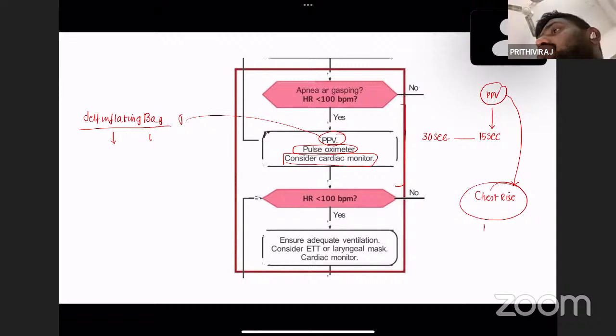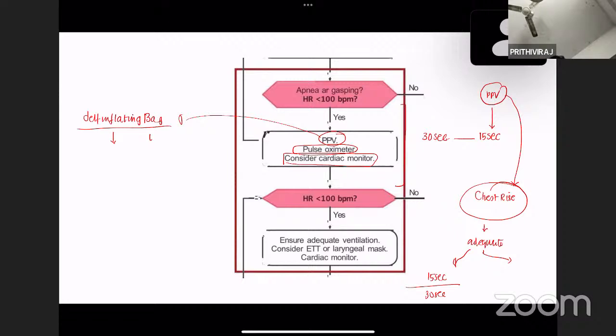What is meant by adequacy? That at least the chest rises upward. That is the adequate chest rise. If it is adequate, then continue for another 15 seconds, that is a total of 30 seconds. But if the chest rise is not adequate after 15 seconds of positive pressure ventilation, even after 15 seconds there is no adequate chest rise.